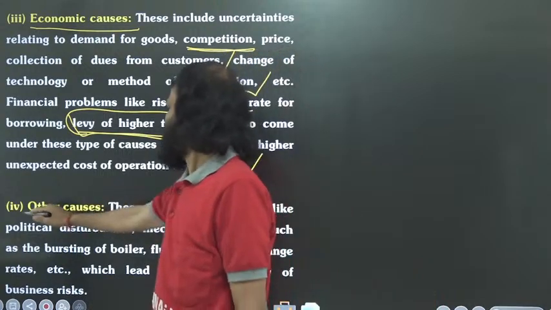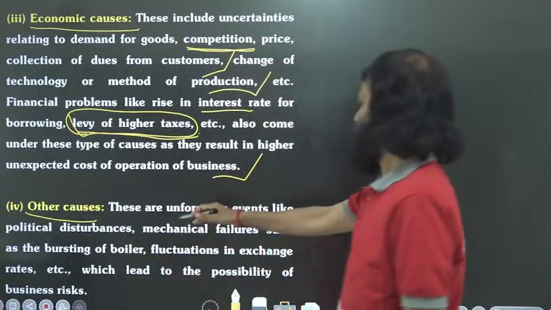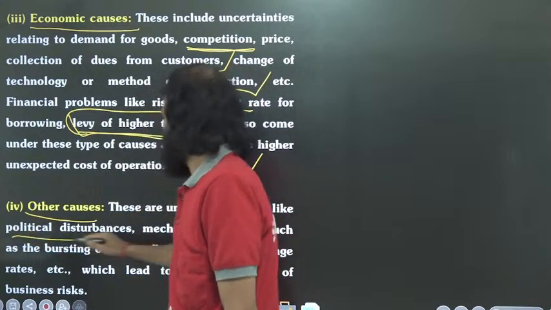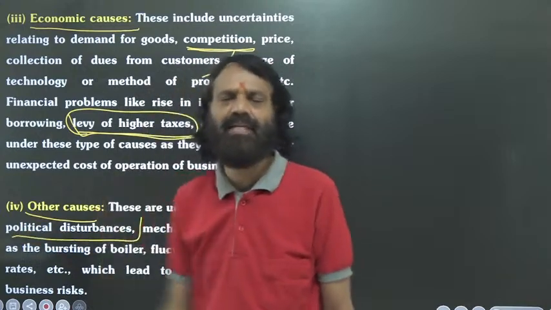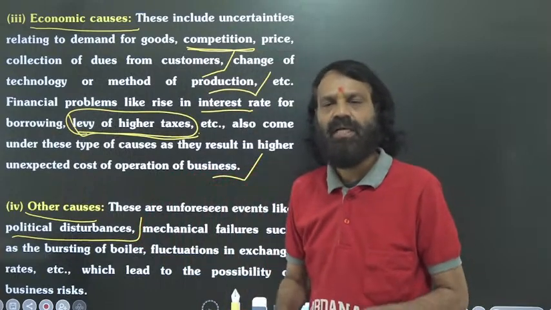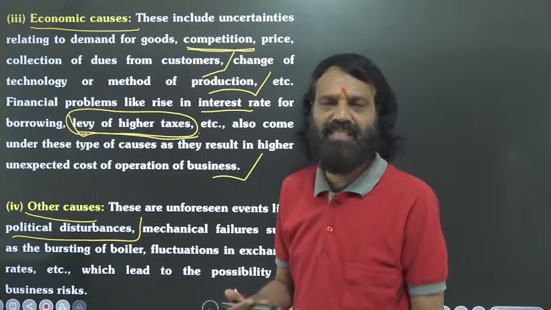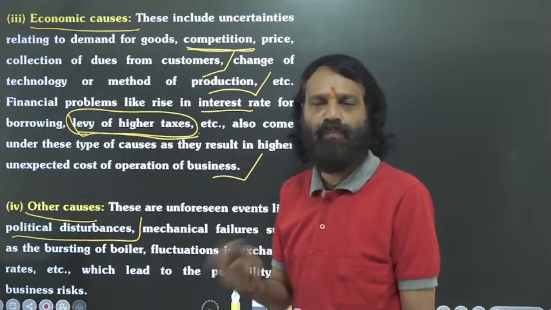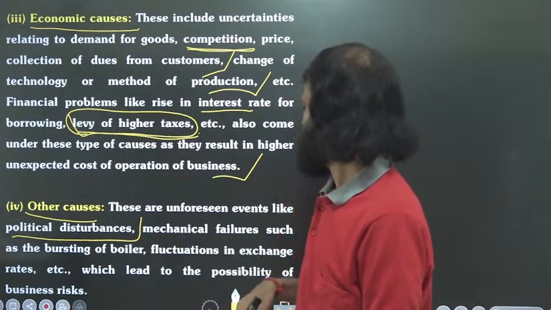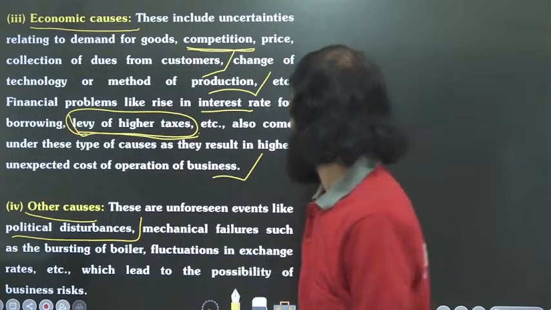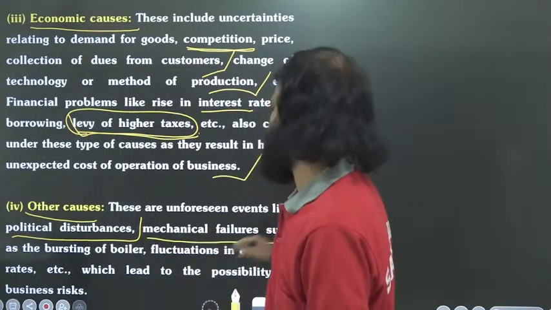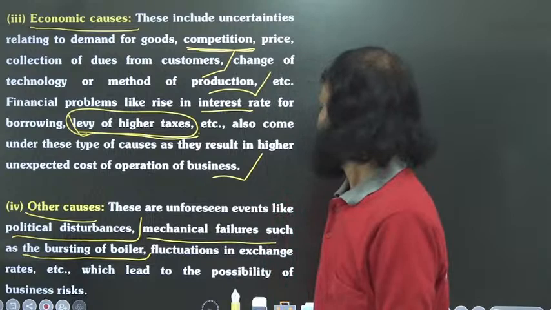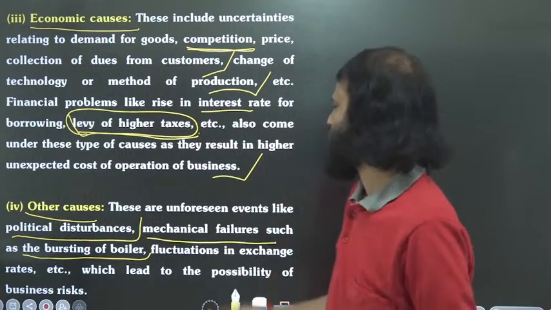So now we can see what the other causes are. These are unforeseen events like political disturbances. You know that we need political stability in our country, as any other country does. If there is no political stability, then business cannot grow. Often governments change and impose new economic policies, and that is not good for a safe business. Mechanical failure, such as bursting of a boiler, technology failure, machinery failure, can also create loss in business.